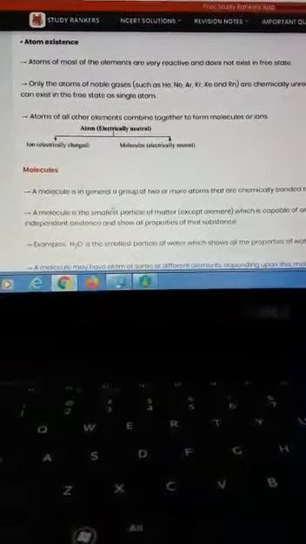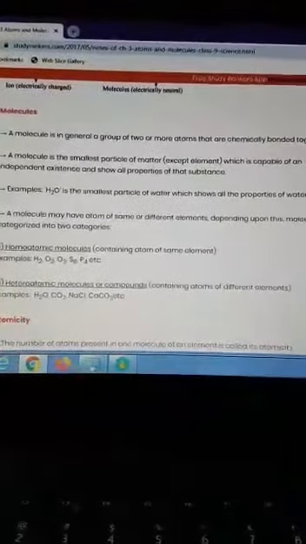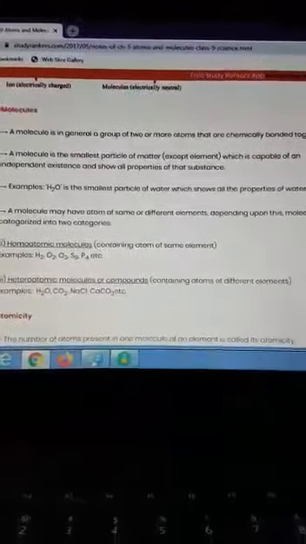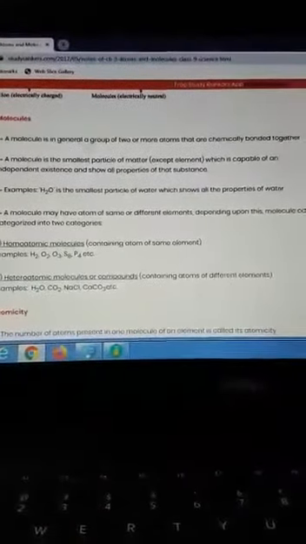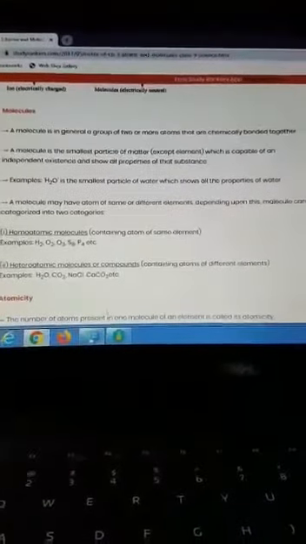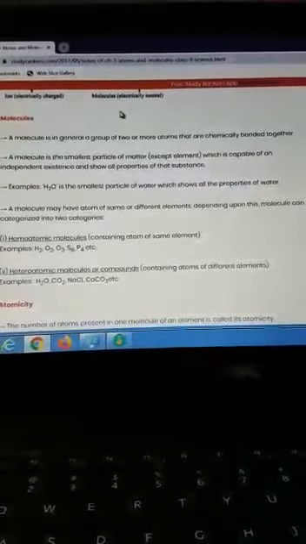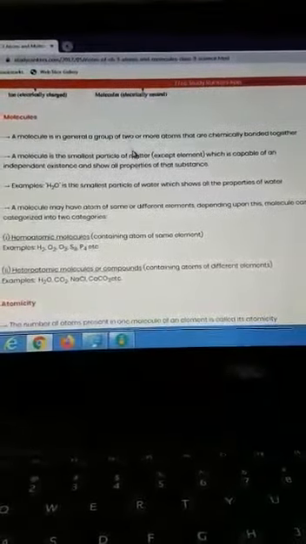So let us learn about molecules. So what is a molecule? A molecule in general is a group of two or more atoms. That means if there is more than one atom, it can be two or more than two chemically bonded together, then it forms a molecule. Am I clear to you? But noble gases like helium, neon and argon, as I told you before, will remain as atoms.